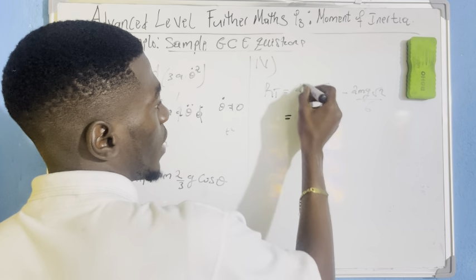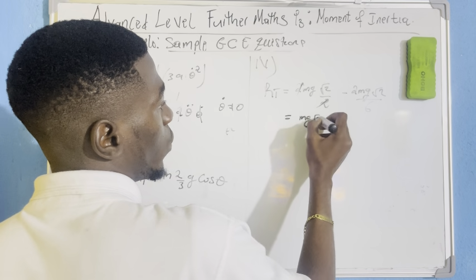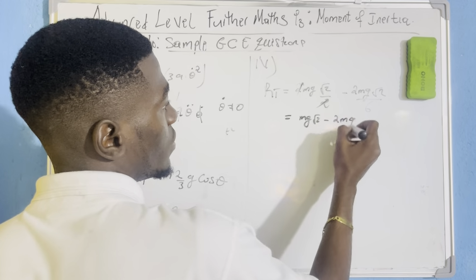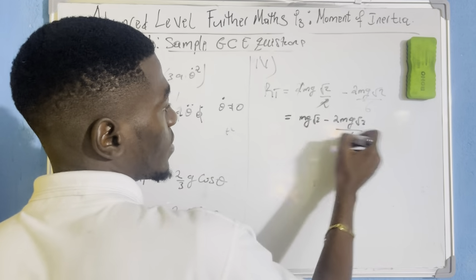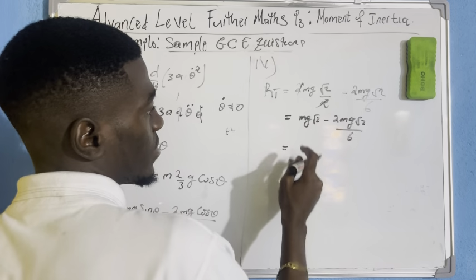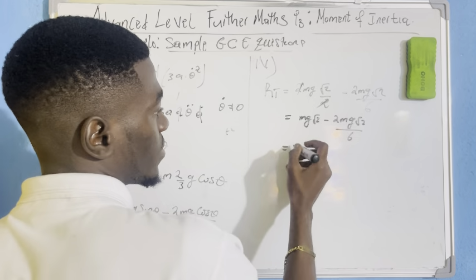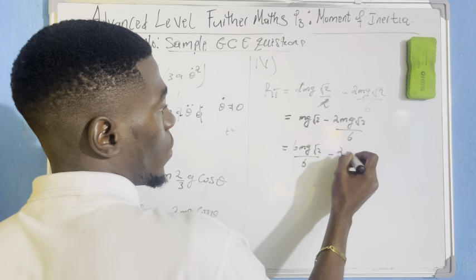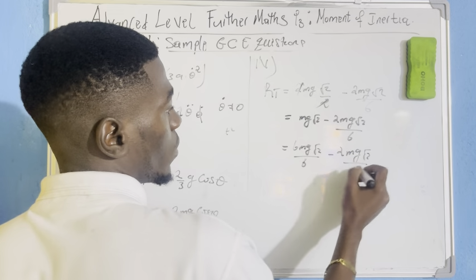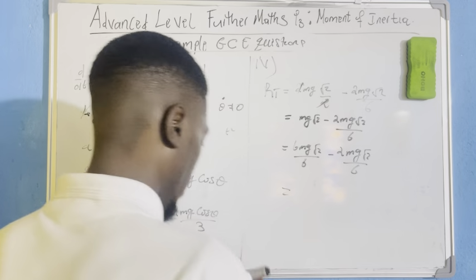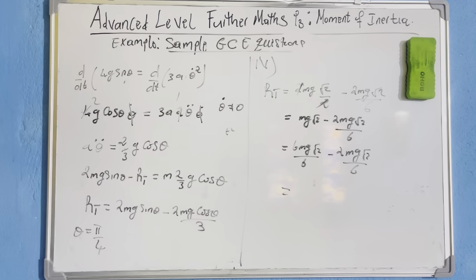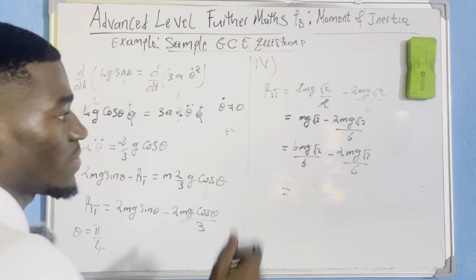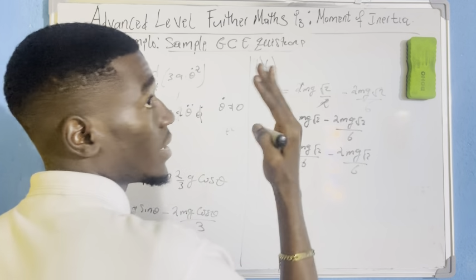So the 2 first of all cancels. I have mg root 2 minus 2mg root 2 all over 6. So 1 is the same as 6 all over 6. So it's the same as 6mg root 2 all over 6 minus 2mg root 2 all over 6. Same denominator, I can subtract the numerators. 6 minus 2 is how many? 6 minus 2 is 4.